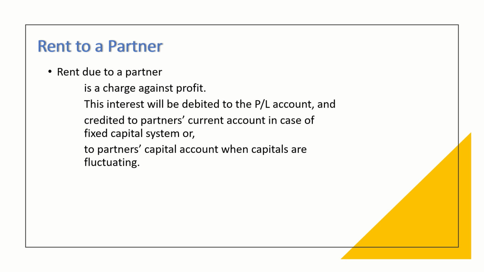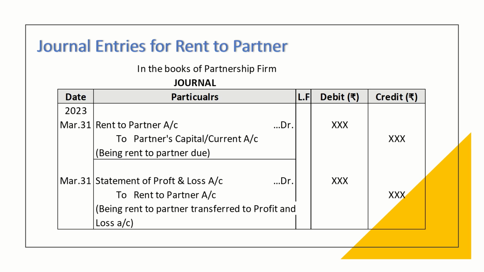Next one that we have is rent to a partner. Now this is also a charge against profit. This rent will be debited to the PL account and it will be credited to partner's current account in case of fixed capital system, or to partner's capital account when the capitals are fluctuating. So this is similar to the first case that we saw. The journal is rent to partner account debit to partner's capital or current account, and statement of profit and loss account debit to rent to partner account.